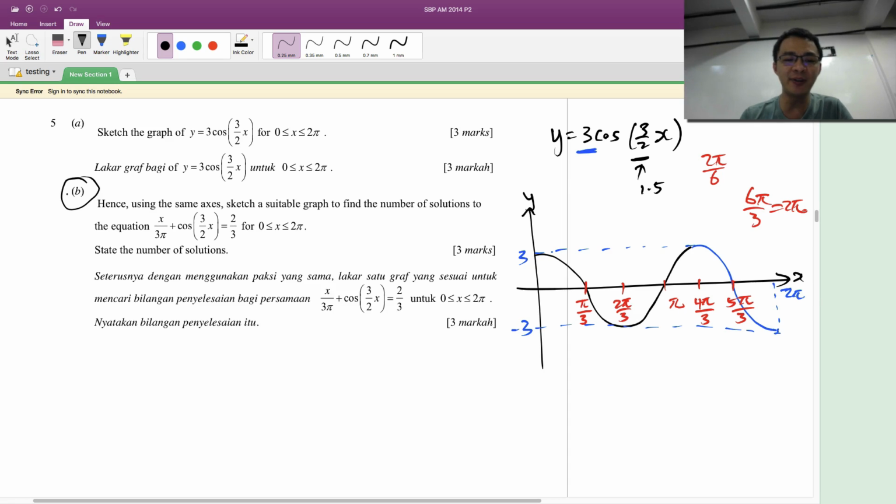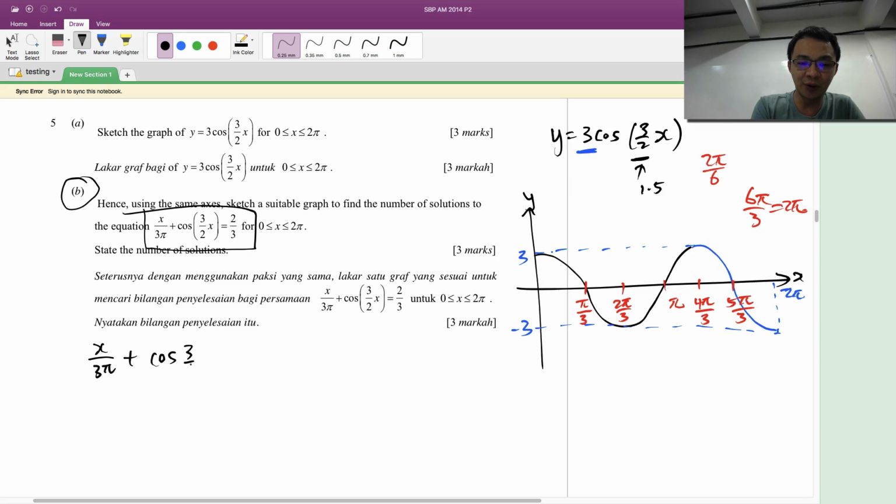Okay, in part B over here, the question asks you to use the same axis and sketch a straight-line graph. So you have to sketch the graph. And when you sketch the graph over here, you have to understand that whenever you sketch, you must have the y over there. The whole equation over here does not have y, so I have to do something.